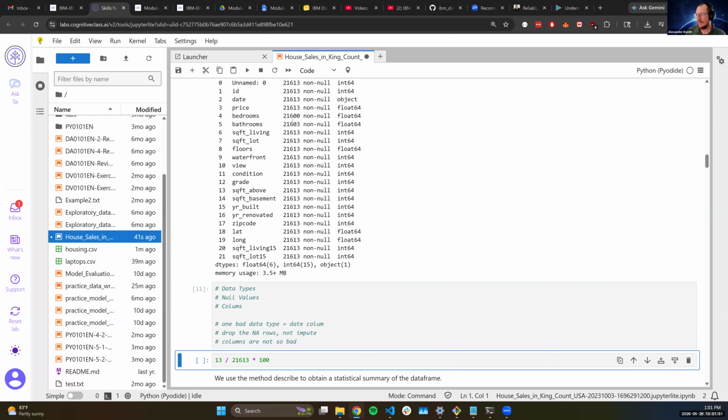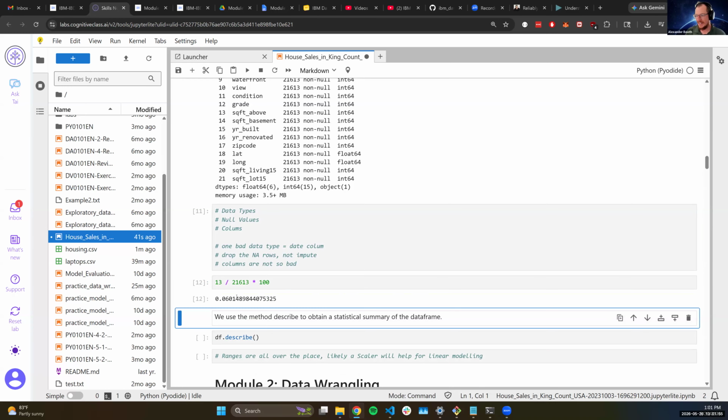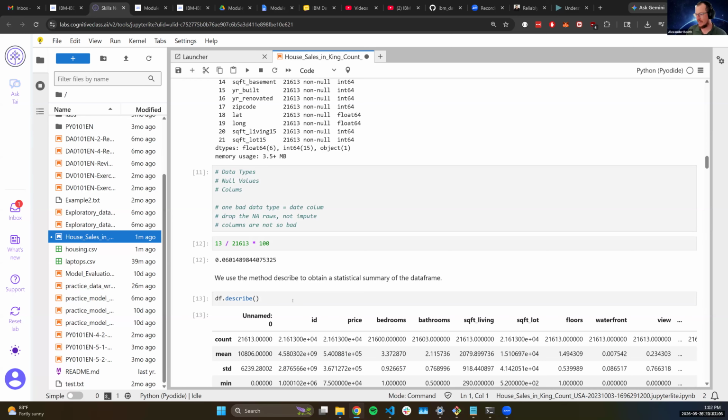Note that at max we have like 13 or 16 missing rows, but that is less than half of 1% of all of my data. So it's really not a lot. I would probably just drop the rows in the real world, but we'll impute them just for the exercise here today.